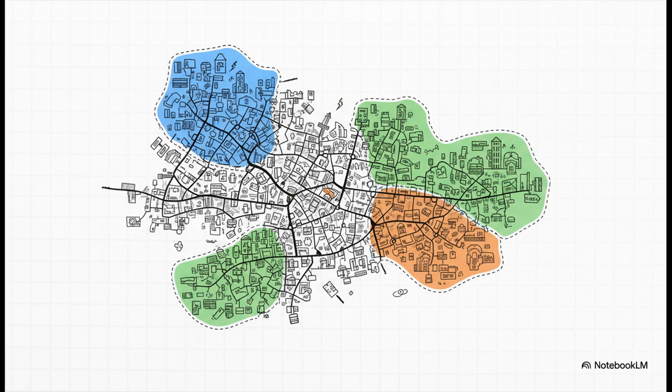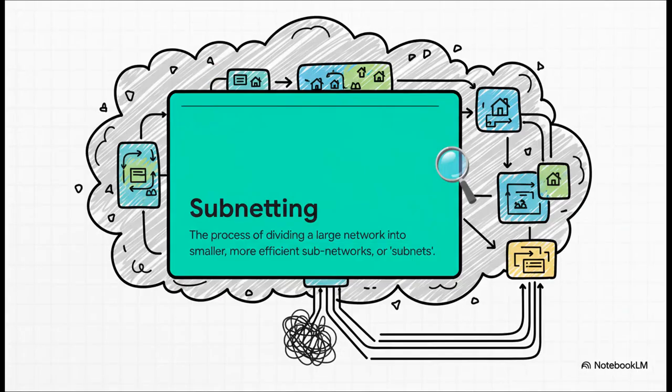No way. The real solution is to take your one giant network city and just divide it into smaller, more manageable zones. Let's call them digital neighborhoods. And these digital neighborhoods, well, they have a technical name, subnets. Subnetting is the formal process of creating these smaller, more efficient subnetworks. It's the key to bringing order to the chaos by creating these contained little communities inside the larger network.